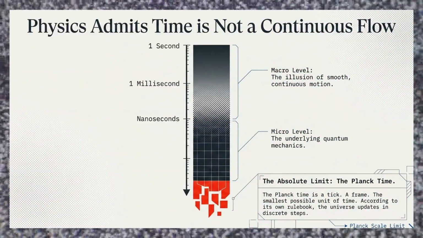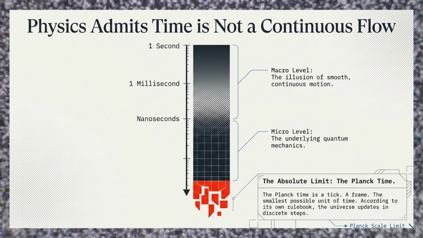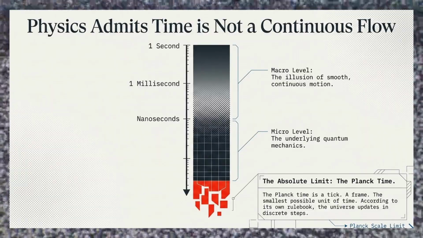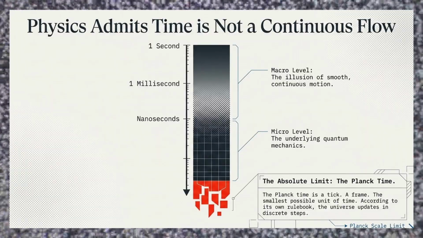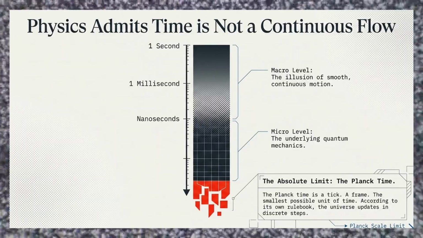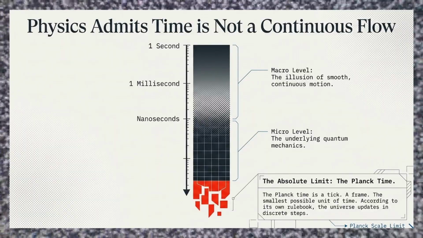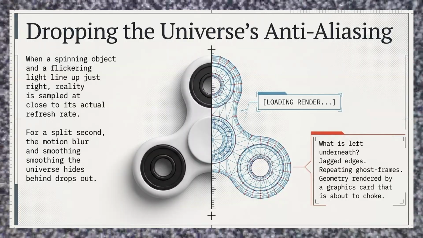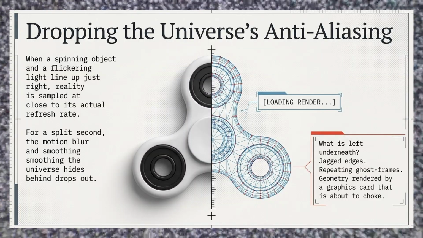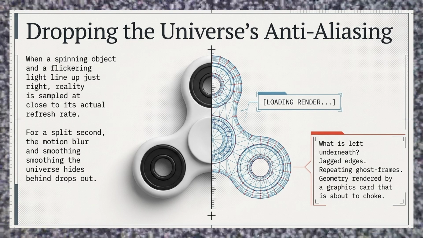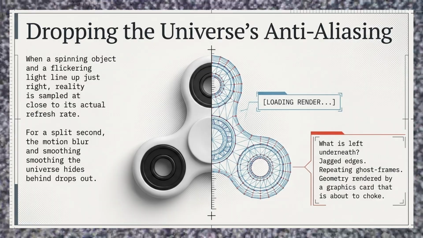Physics already admits there's a smallest possible unit of time, something called the Planck time. A tick. A frame. The universe, according to its own rulebook, updates in discrete steps, not in a smooth, continuous flow. So, when a spinning object and a flickering light line up just right, what if this isn't an illusion? What if this is reality being sampled at close to its actual refresh rate? And for a split second, the smoothing, the motion blur, the anti-aliasing the universe normally hides behind drops out. And what's left underneath? Edges. Repeating ghost frames, geometry that looks like it was rendered by a graphics card that's about to choke.